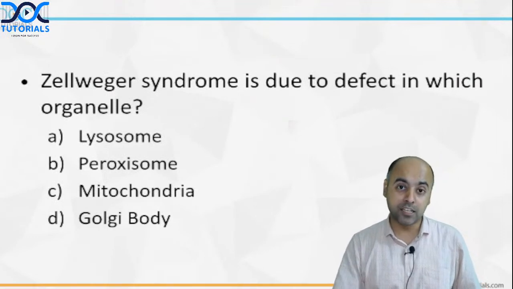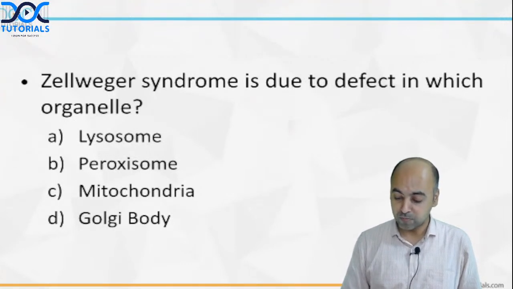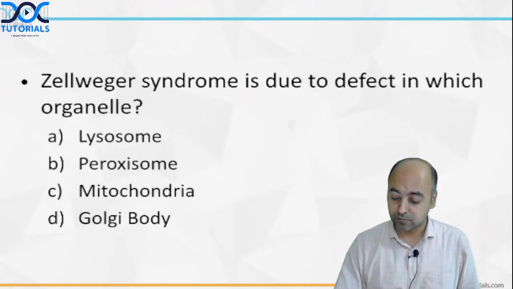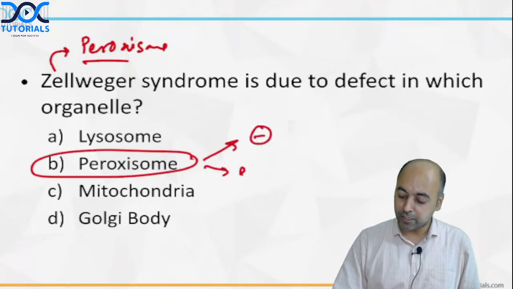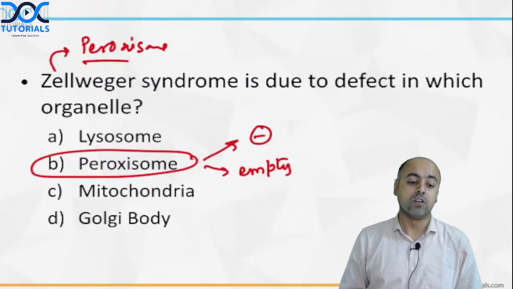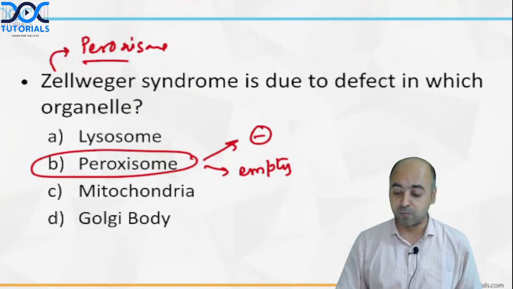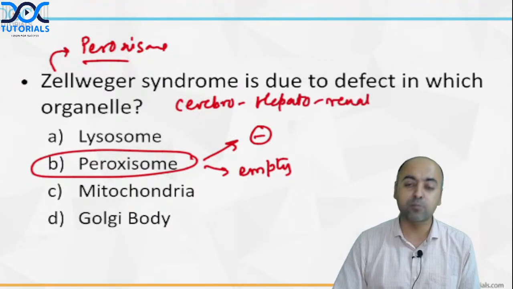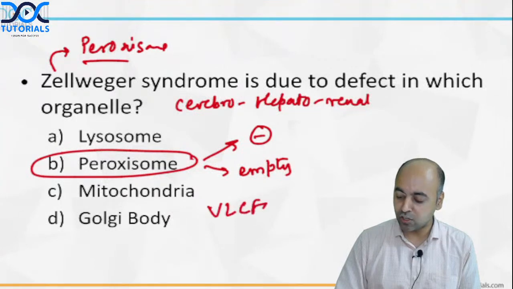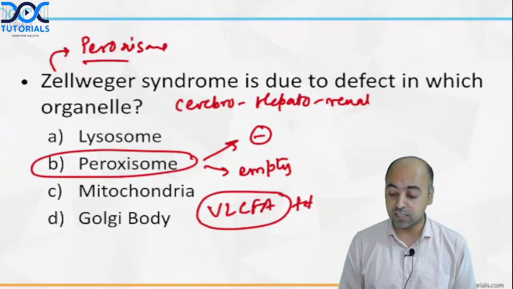An associated clinical case which is commonly asked here is Zellweger syndrome. This is the condition where the peroxisome is either absent, or, normally it has a lot of enzymes, there are no enzymes in here. So if the peroxisome is either empty or not there, we get Zellweger syndrome. Zellweger syndrome is also known as cerebrohepatorenal syndrome, and here there is accumulation of very long chain fatty acids, giving rise to the cerebrohepatorenal syndrome or Zellweger syndrome.